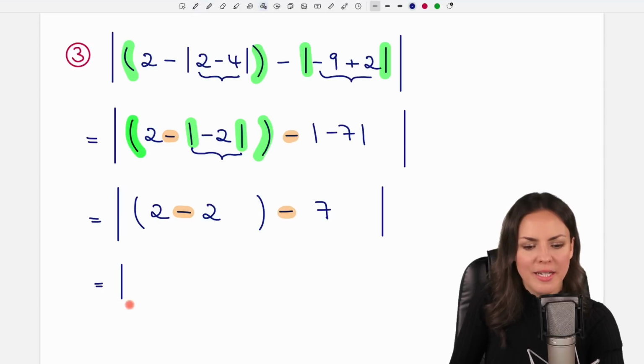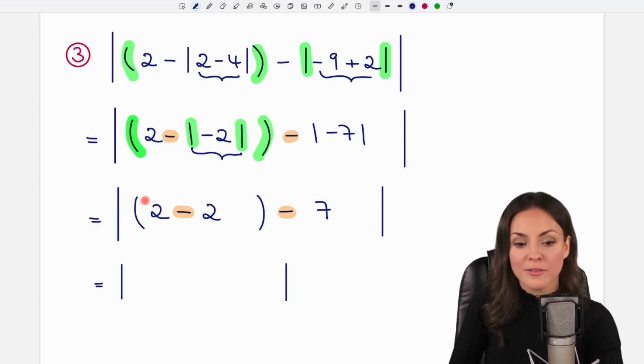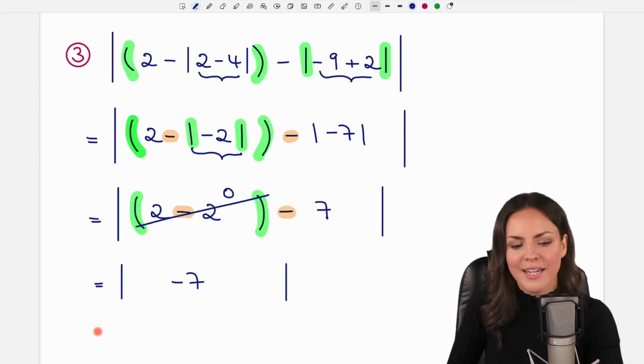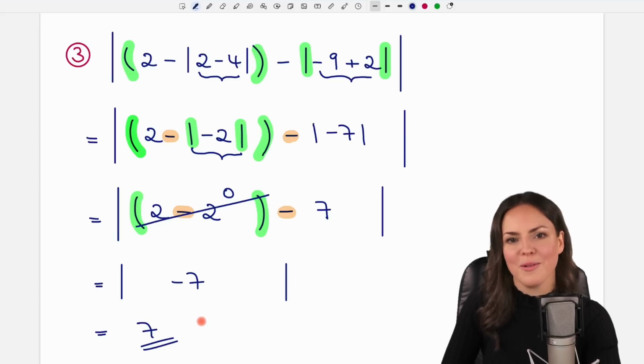Okay, now we take the absolute value of. Inside here, we only have these parentheses, so we can just calculate everything. 2 minus 2 equals 0 here. 0 minus 7 equals -7. And one last time, we take the absolute value of a negative number, and we get just the 7 as a result to our problem here.